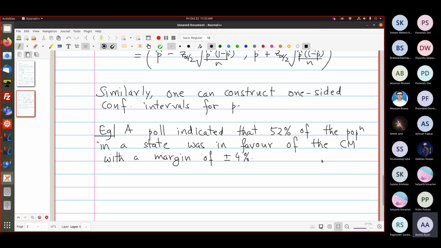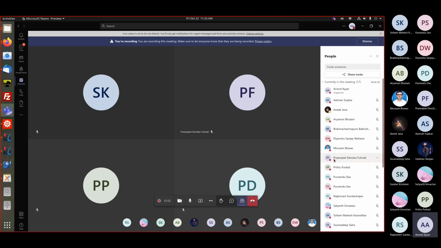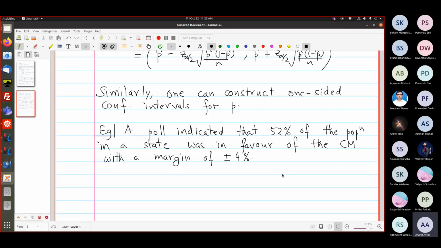Okay, so I'm not telling you which state and which chief minister and which era, so I'm not biasing you with my political opinions. You can choose whichever state, whichever chief minister, whichever time frame that you like.